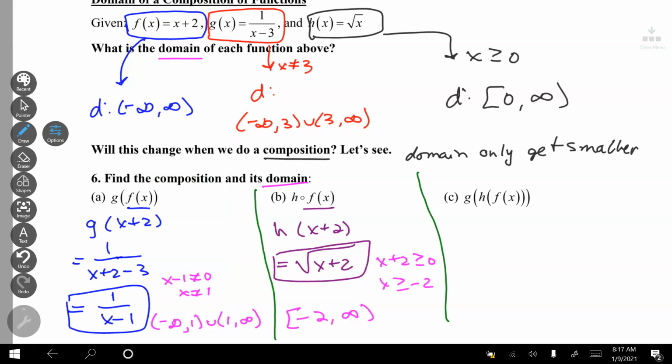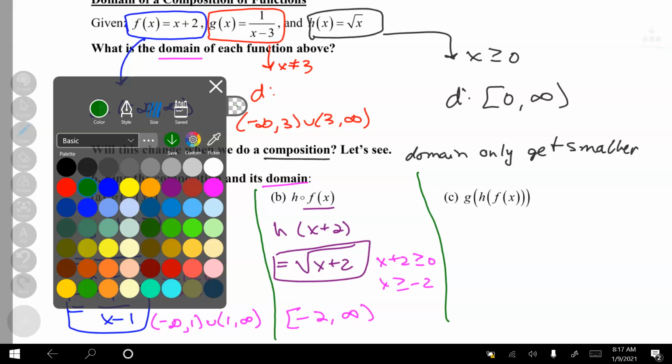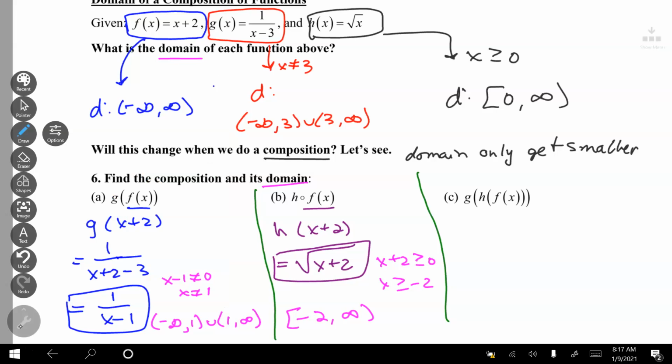Now this last one, we have to do f inside of h inside of g. So as we go along, let's look at the restrictions for every time we have a new input. So if I do this properly, it's going to be g of h of x plus 2. Right now my input is x plus 2, and right now there is no restriction. I can use all real numbers for x plus 2. No restriction.